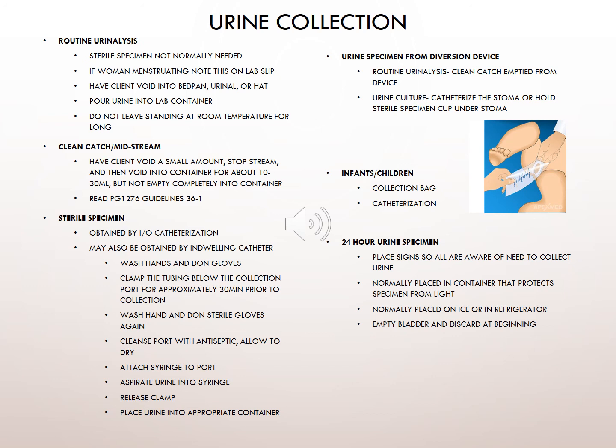I put a few other things on here. I'm not going to get too much into the urine specimen with the diversion device. You've got that. It's in your book. I did put a small picture here of infants and children. If we need a urine sample on a patient that is incontinent, like a child like this that hasn't learned bladder control, there are other methods like a collection bag that we can stick to the area, and when they pee in it, we can pull that off and send that down to lab. The last test I really want to talk about, though, is the 24-hour urine specimen.